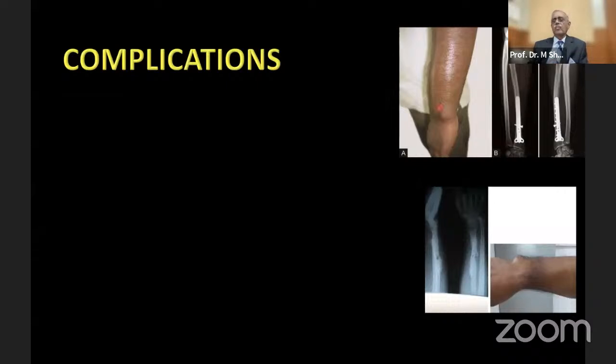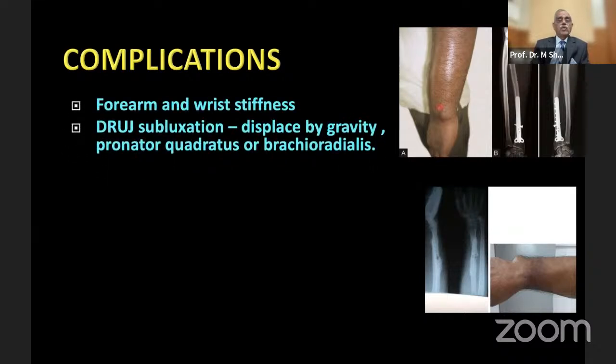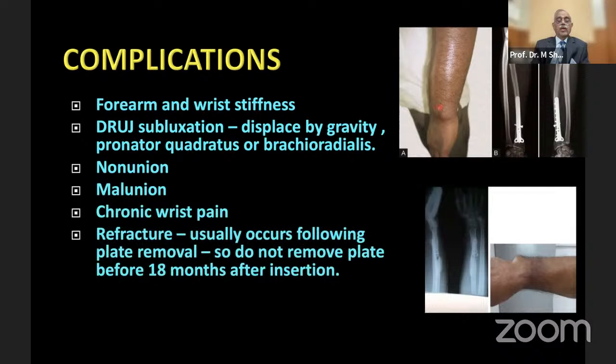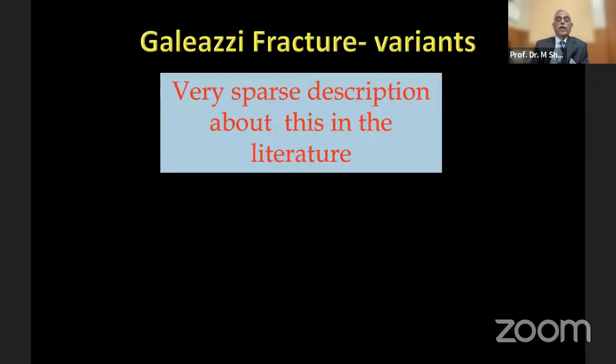The complications are many. As you would appreciate, even with a K-wire, there can be an infection. And if there is instability, as you would see, that the inferior radioulnar joint has jutted out, that is a problem which has to be dealt with later, either with a Kapandji or any reconstructive procedure which is mentioned. And forearm stiffness, subluxation, non-union and malunion, and chronic wrist pain, and refracture usually if you try to remove the plate.